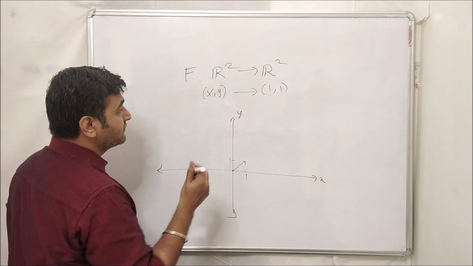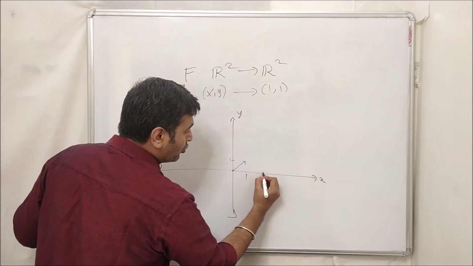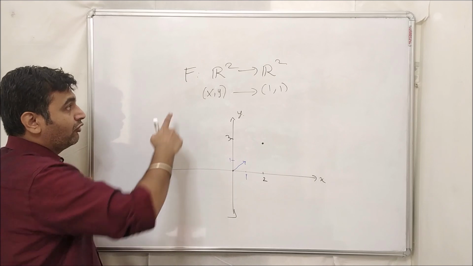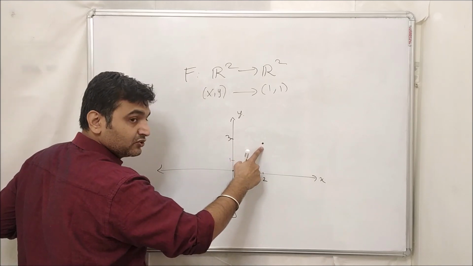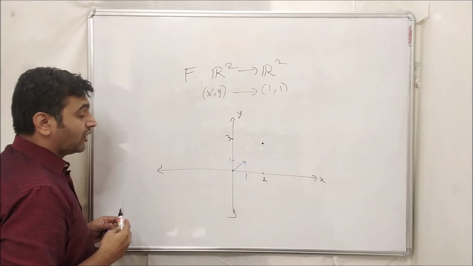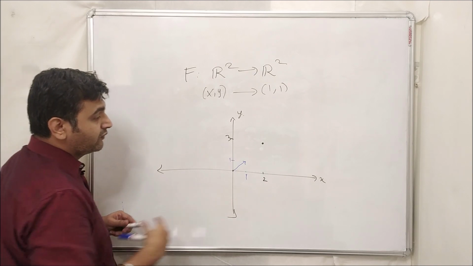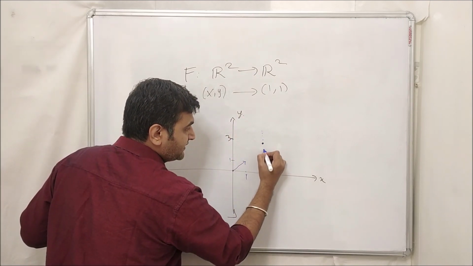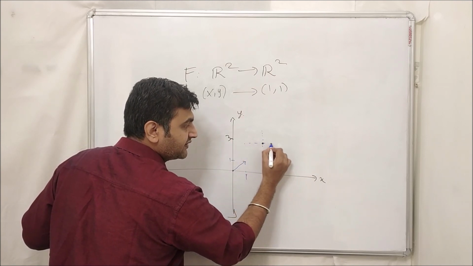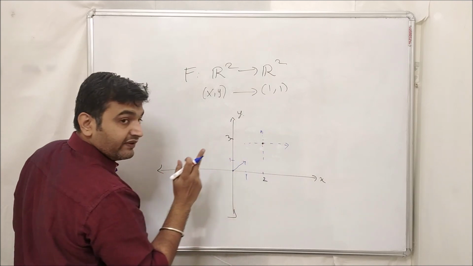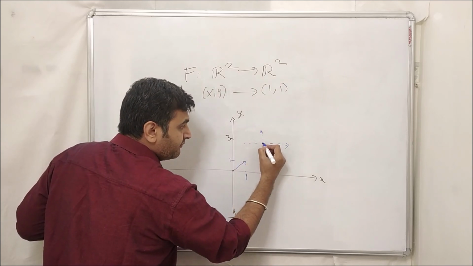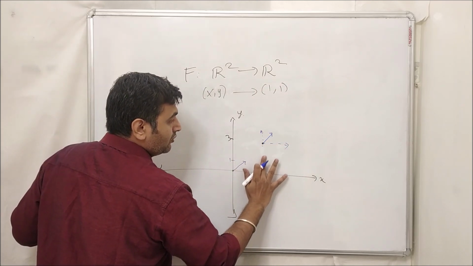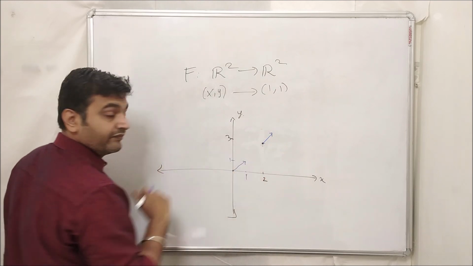Now what is the output of say 2 comma 3? So 2 comma 3 is over here. This is the point. What f will do is give me the vector associated to this point. So how do you draw? I know that the output of 2 comma 3 is also 1 comma 1. So what you do is you now treat this as origin. So where will be 1 comma 1? 1 comma 1 will be in that direction. So this is the vector to the point 2 comma 3.